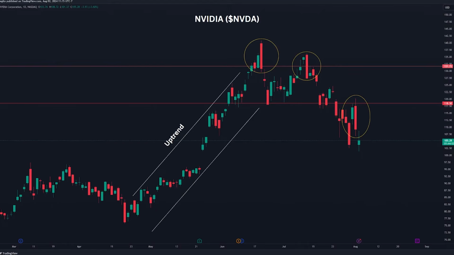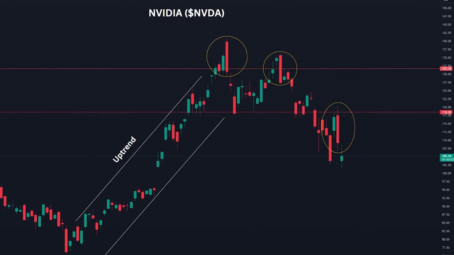When this formation appears in an uptrend, it often signals a potential bearish reversal. We'll review the daily chart of Nvidia, where we can clearly see the multiple highlighted bearish engulfing candlestick formations that mark the end of the long uptrend in Nvidia's stock price. Every time we see them, the price traded lower afterwards.